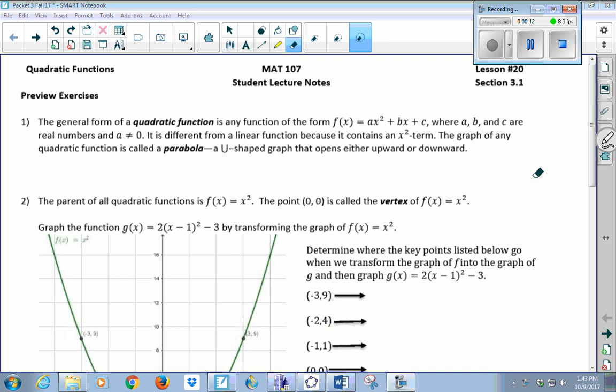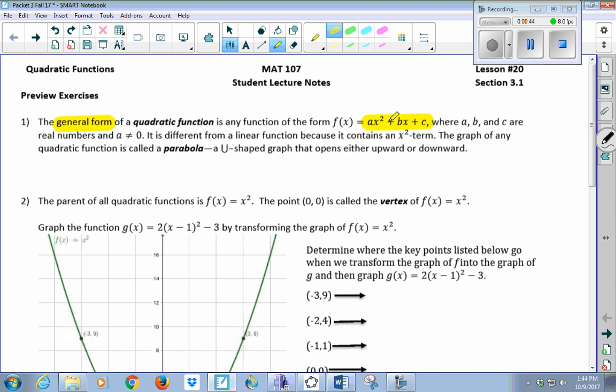The general form, let's underline that or highlight it. The general form of a quadratic function is any function of the form f of x equals ax squared plus bx plus c, where a, b, and c are real numbers and a does not equal 0. It is different from a linear function because it contains an x squared term. The graph of any quadratic function is called a parabola, a U-shaped graph that opens either upward or downward.